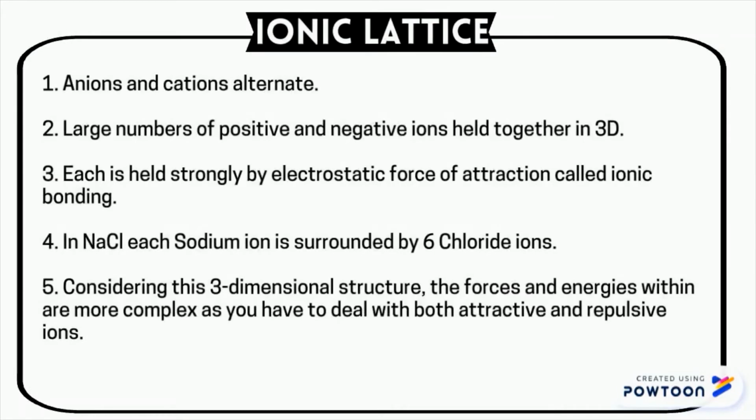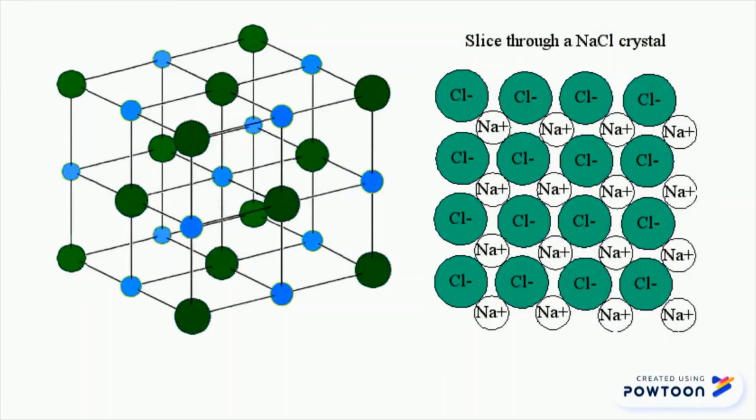Anions and cations alternate. Large numbers of positive and negative ions are held in 3D. Each is held strongly by the electrostatic force of attraction called ionic bonding. In NaCl, each sodium ion is surrounded by 6 chloride ions. Considering this three-dimensional structure, the forces and energies within are more complex as you have to deal with both attractive and repulsive ions.